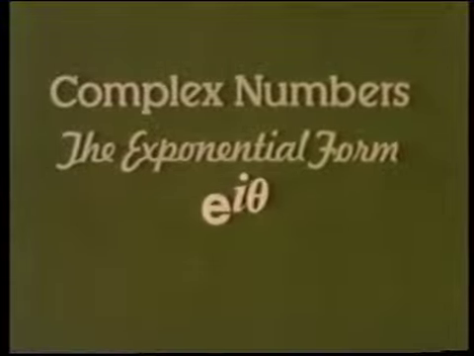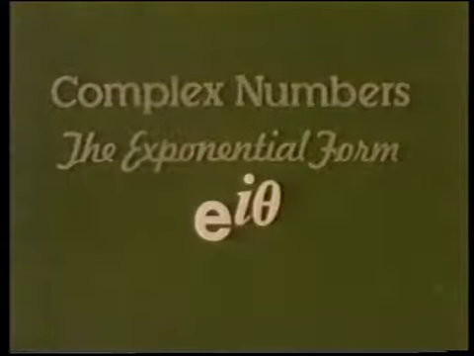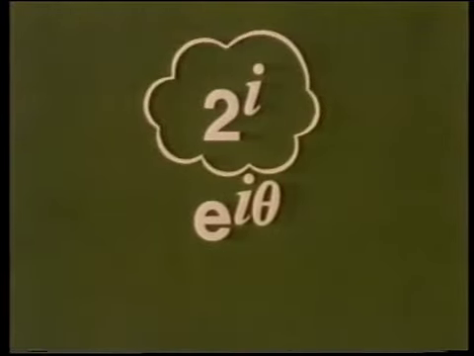The exponential form of a complex number is e to the I theta. But what does e to the I theta mean? Surely there's no way we can raise any number to a complex power. Multiplying 2 by itself an imaginary number of times seems impossible. You can make a start with the number e by raising it to a real power theta.